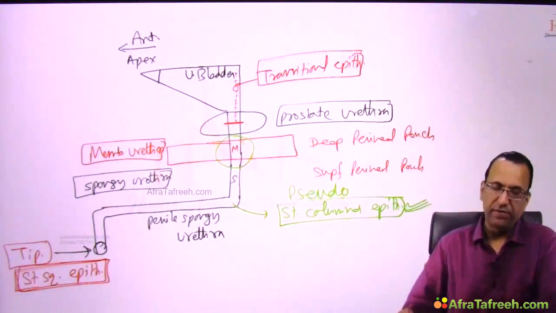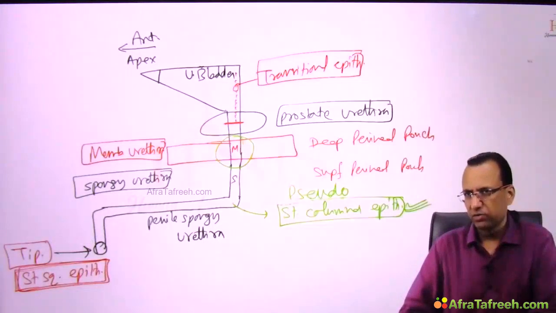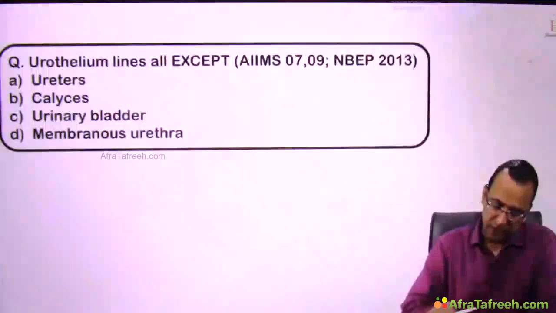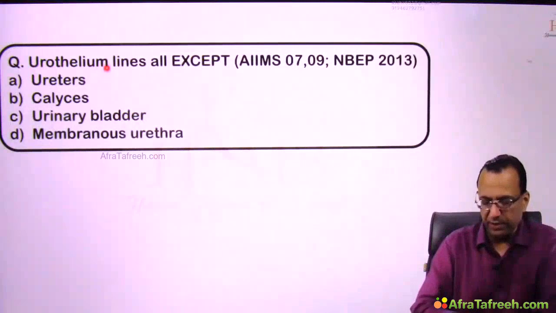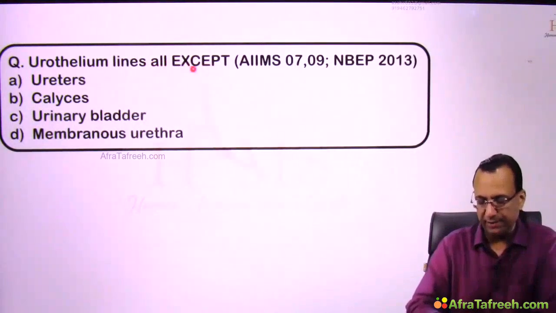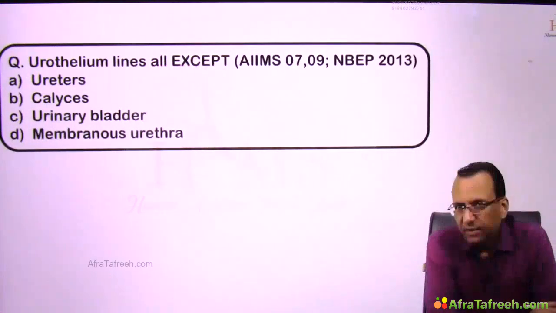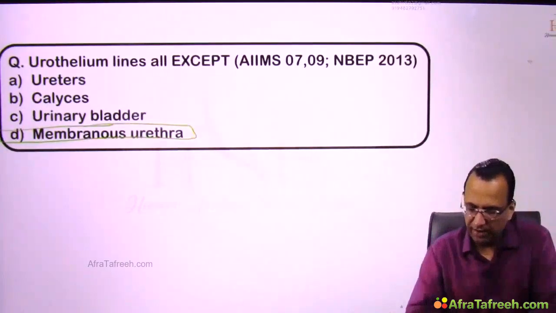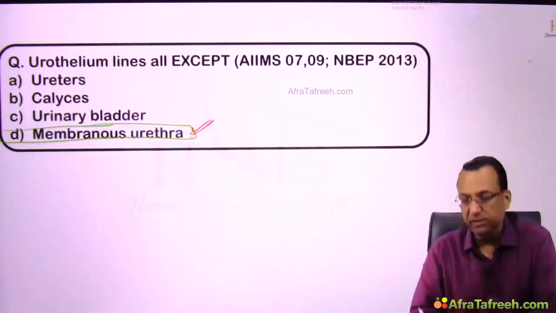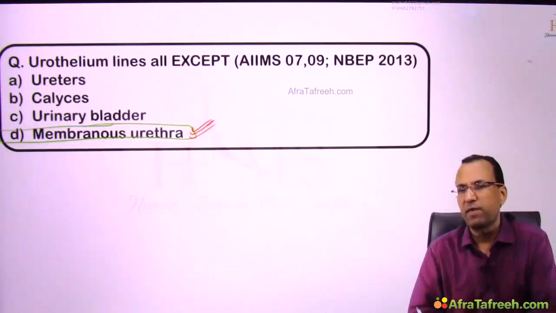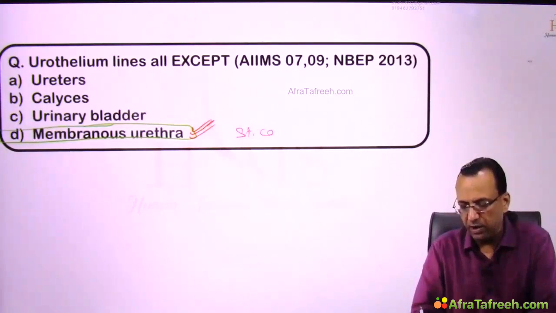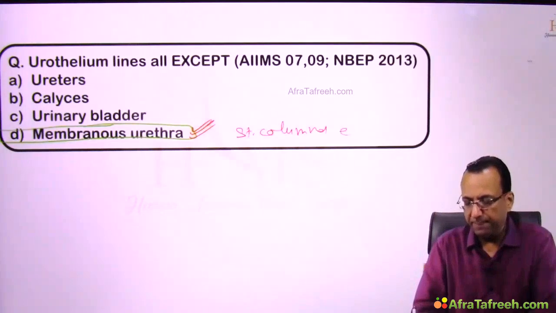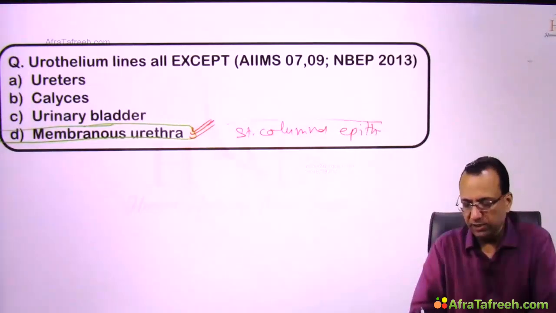Now, once you have that kind of detail, I have a question for you. Let us look at the question. It is asking: urothelium, which is transitional epithelium, lines all except. What do you think is the answer? Yes, you know the answer already. Why? This is the answer, because we have just said that the membranous urethra is in the deep perineal pouch and most of the male urethra is lined by stratified columnar epithelium, not the transitional. That is why this is the answer.